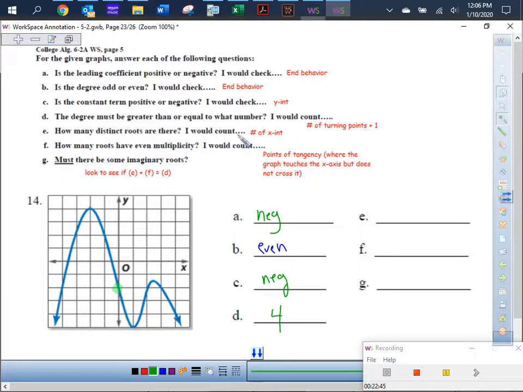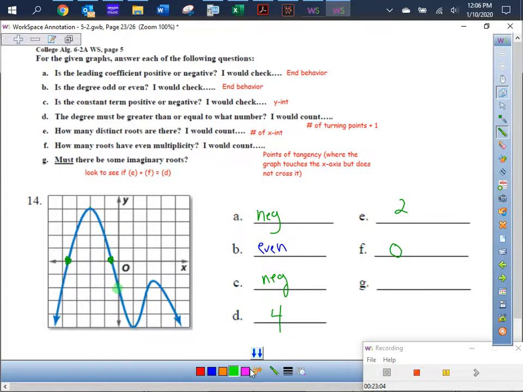How many distinct roots are there? That's the number of x-intercepts. So I'll go count those up. Here's 1 and there's 1. All right, there's 2 x-intercepts. Were any of them points of tangency? Like, did they have even multiplicity? And that's no, so 0 of them did.